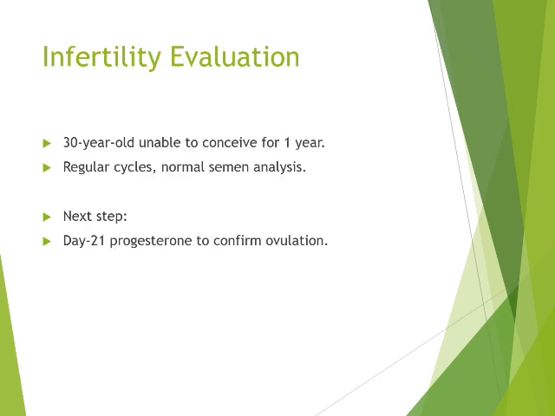Infertility evaluation: a 30 years old female unable to conceive after 1 year of marriage. The cycles are regular and the semen analyses are normal. So in this case, the next investigation will be day 21 progesterone to confirm ovulation.